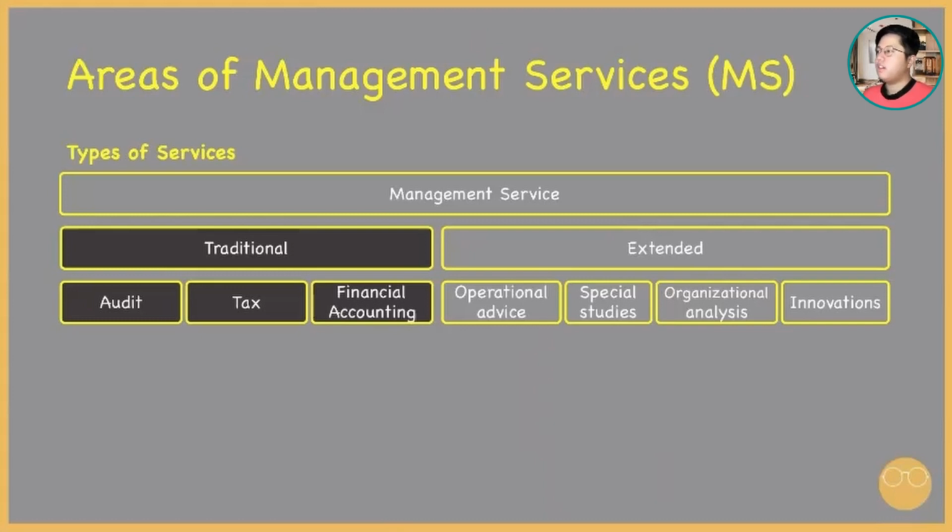The following are the areas of management services. There are two types of services that a CPA can offer. We have the traditional and the extended. The traditional includes auditing, taxation, and financial accounting. For the extended, the operational advice includes counseling management in its analysis, planning, organizing, operating, and controlling functions.